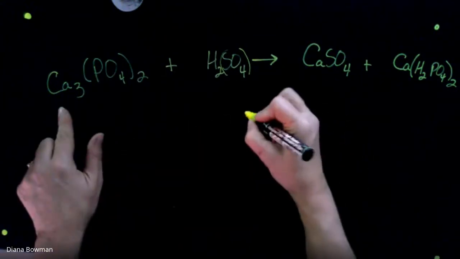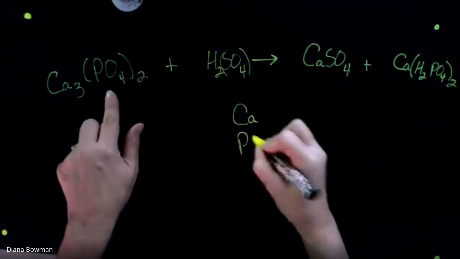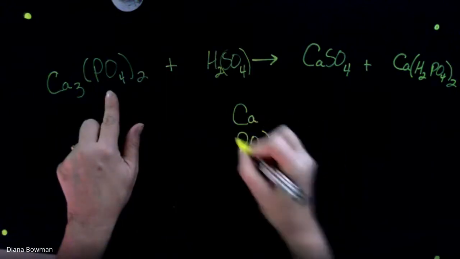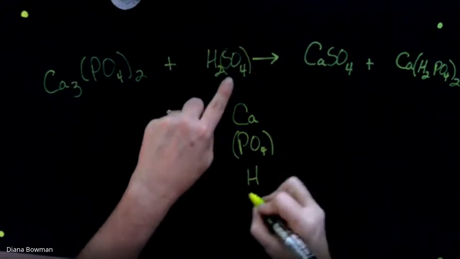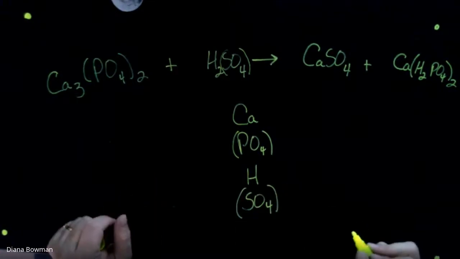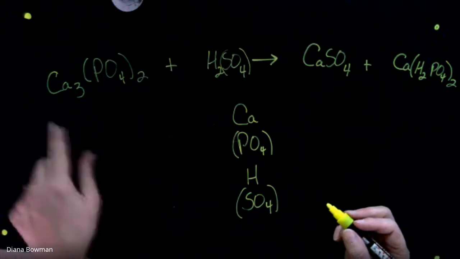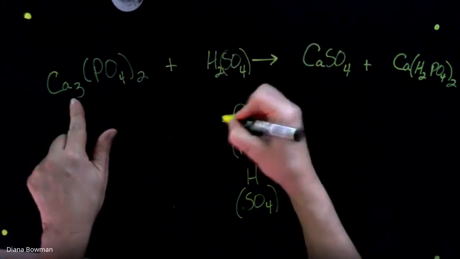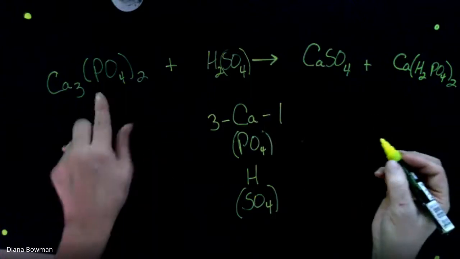So here we go. We've got calcium getting on the bus and getting off the bus. We have some PO4. We have some hydrogen, and we have some SO4. So there's what's getting on and getting off the bus. Now let's go ahead and take attendance. So there's 3 of them getting on the bus. There's only 1 getting off the bus.